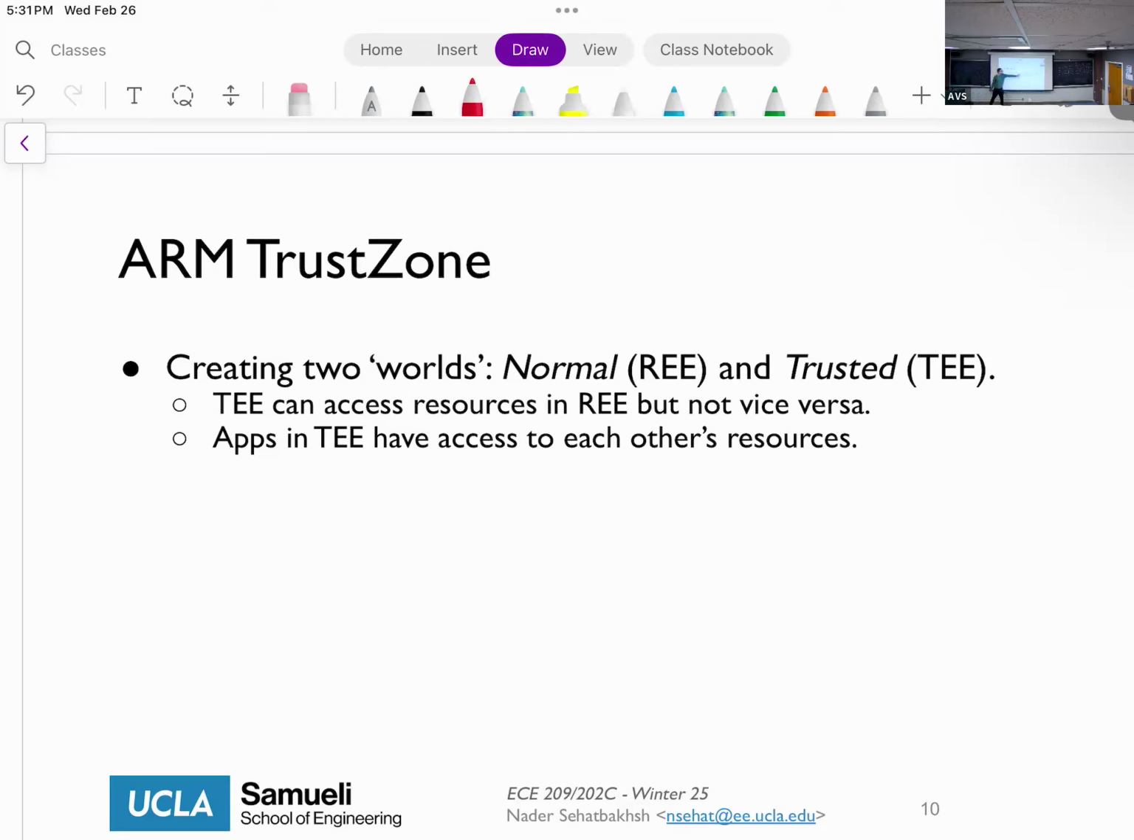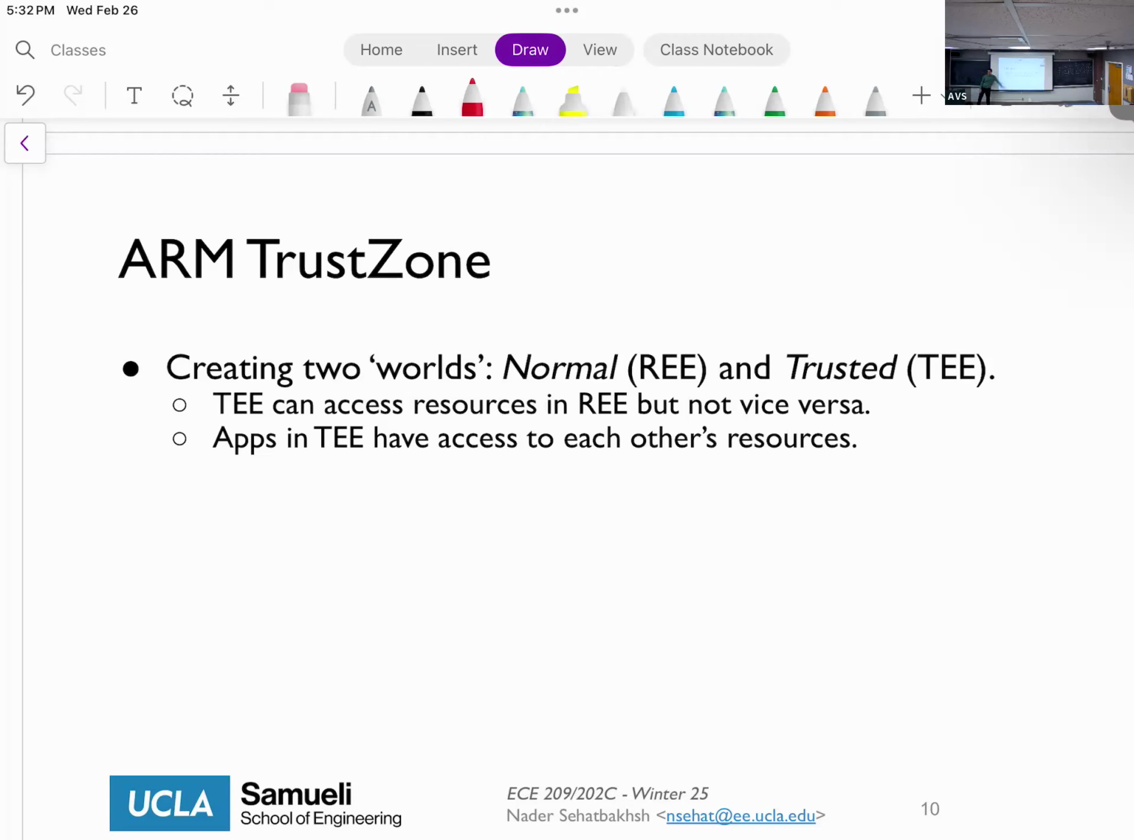The TEE can access all the resources in the REE, but not vice versa. So trusted apps can do whatever they want, both in the TEE and REE. Of course, you have to be careful when you're going to the REE side because nothing is trusted. But the REE obviously cannot access things in the TEE, otherwise it defeats the purpose.